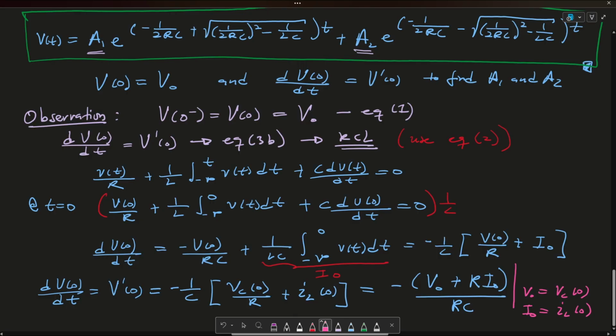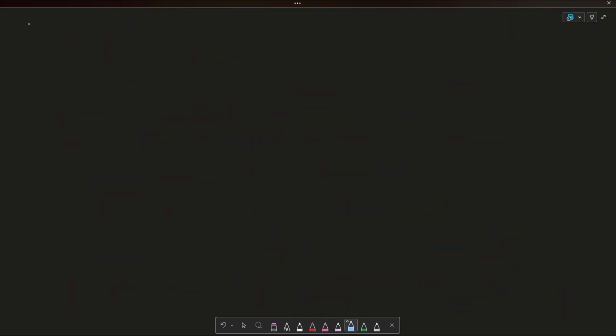Now, the last thing we need to do is find those last two parameters we talked about. So the natural response of my current through my capacitor and the natural response of my current through my inductor. So like we talked about, we need to find IC of t and IL of t.